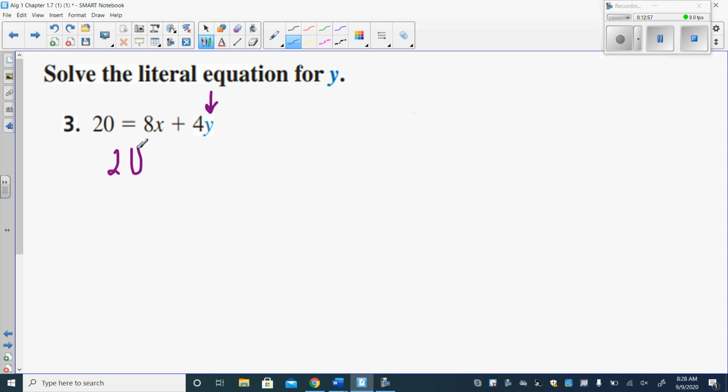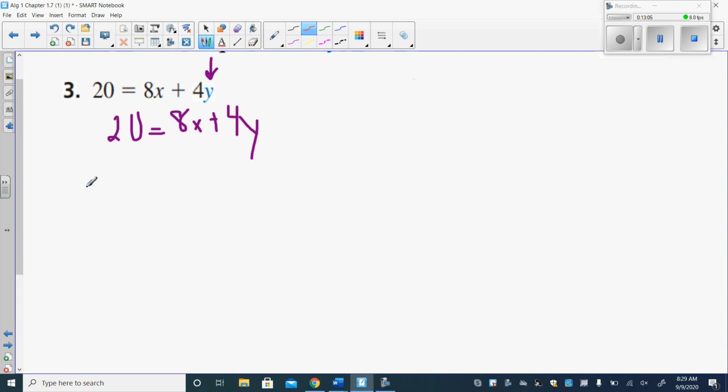So we have 20 equals 8x plus 4y. So if we look at this here, we want to see what is with y that I need to move to the other side. Well, what we have is 8x. So to get y by itself, we're going to subtract 8x from both sides, because 8x minus 8x is 0.